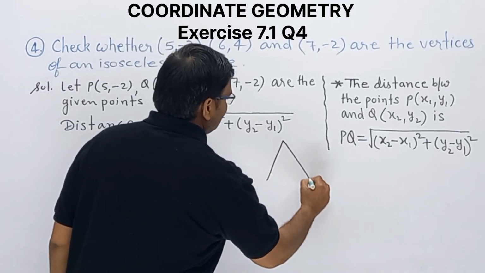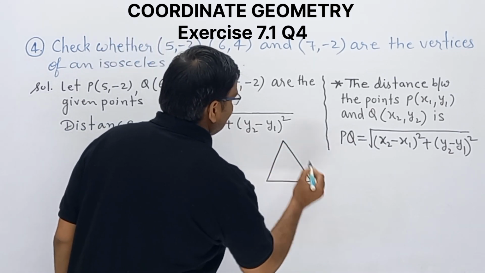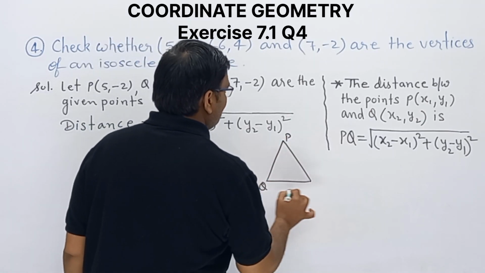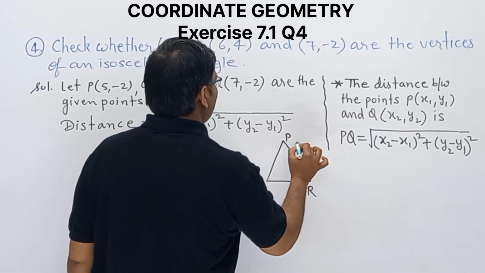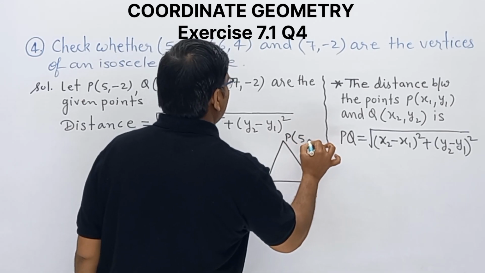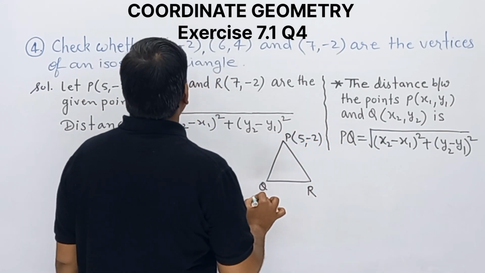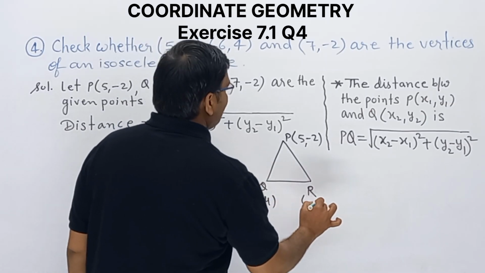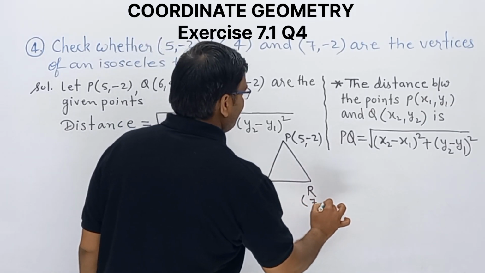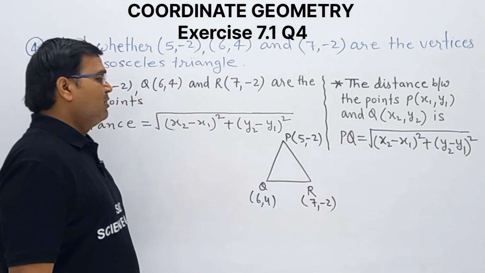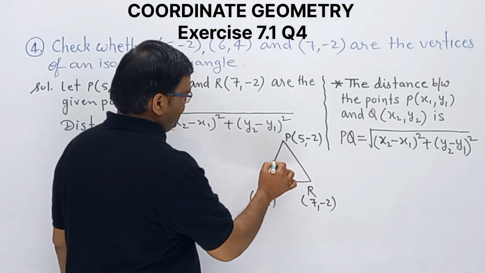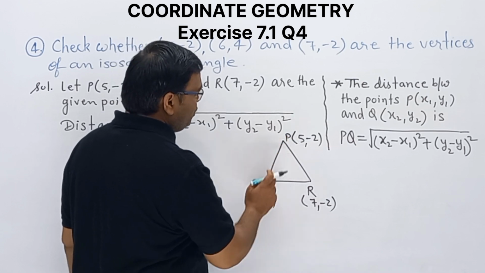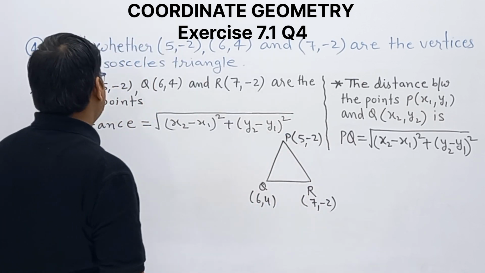I am drawing its diagram. This is the triangle. It is the isosceles triangle PQR. P is (5, -2). Q is what we assumed, (6, 4), and R is (7, -2). In this, we are going to find the PQ distance and the QR distance.